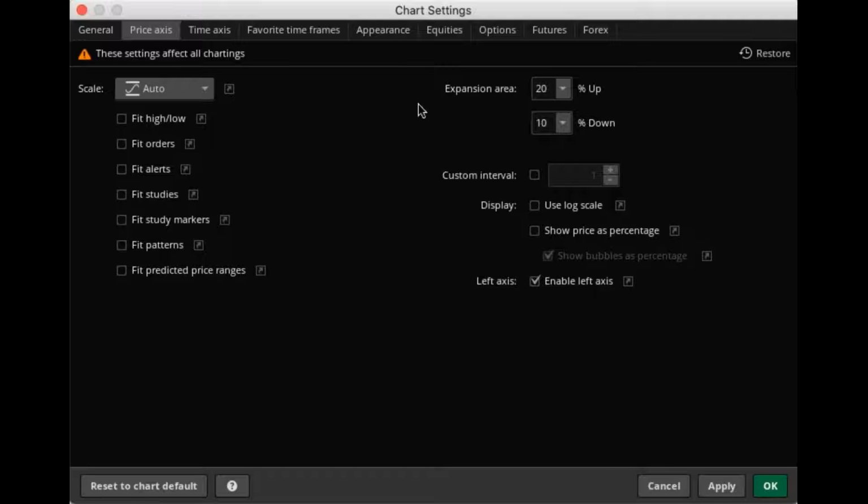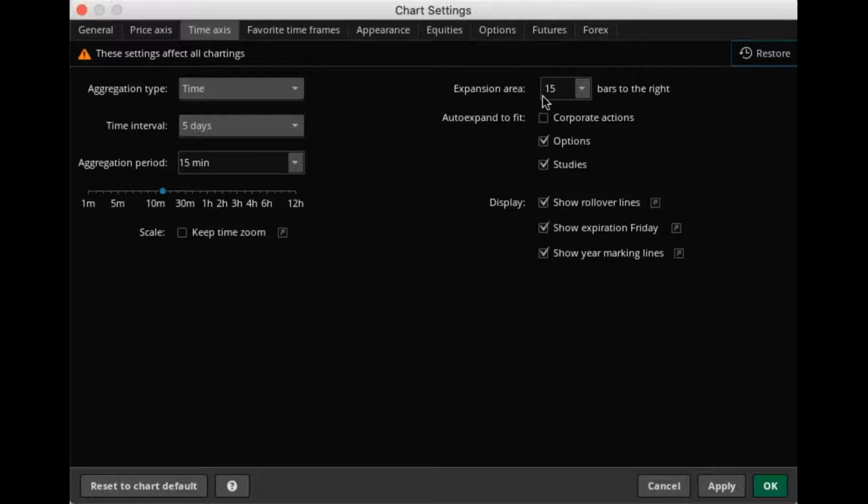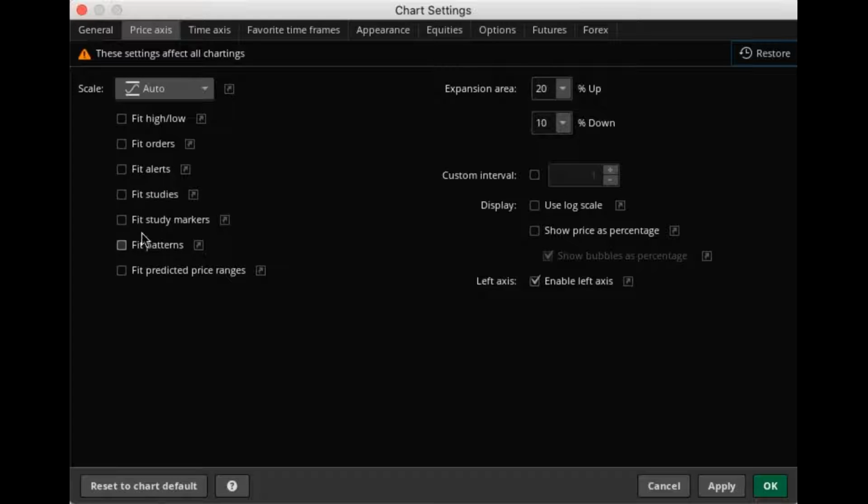I do that. And then if you want to go to your time axis and you want to put 15 bars to the right, that's fine as well. That gives me more area to work at. You could do that as well. And then you push apply, but you definitely have to unclick these fit study markers and fit studies, and then you're going to have a better appearance.